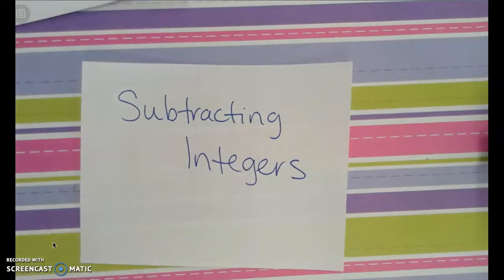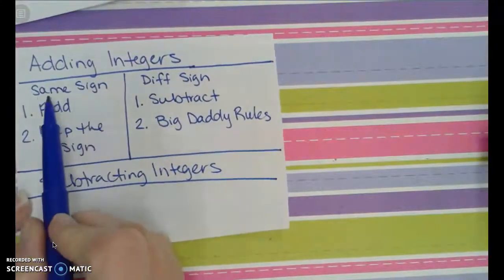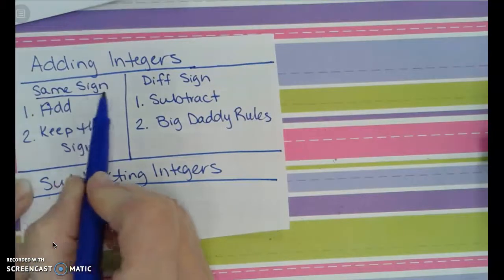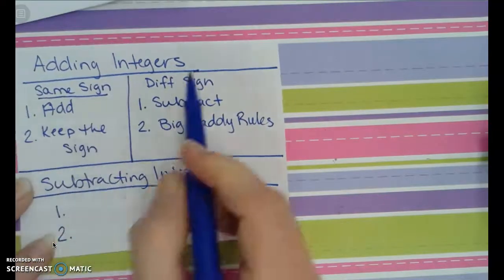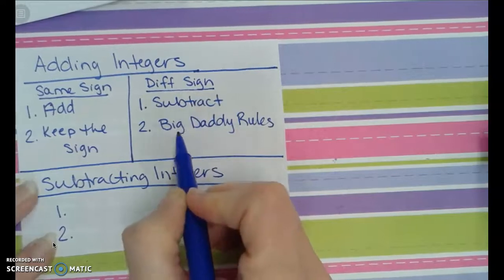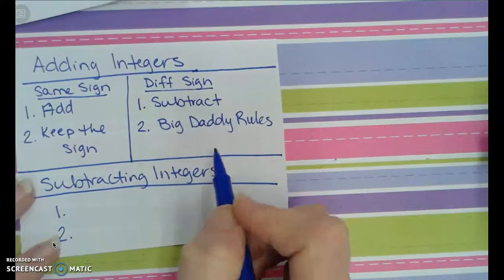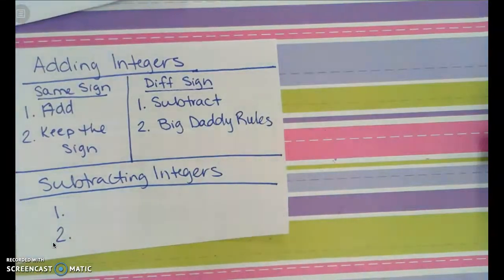So subtracting integers has to do with adding integers. So very quickly, we're going to review our adding integers. Remember, when the sign is the same, we add and keep the sign. When the sign is different, we subtract, and then our cheat note is Big Daddy rules, but that really means take the sign of the number with the greatest absolute value.